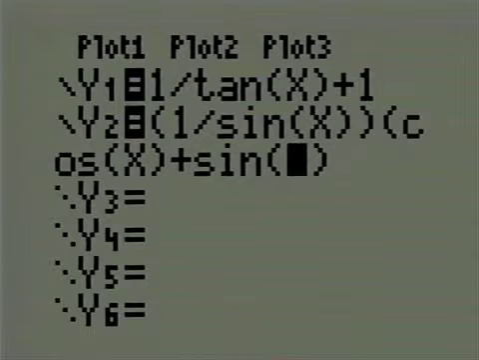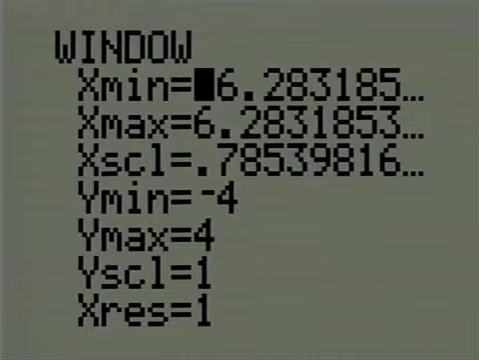I forgot my x there. Let me put the x in. And I want to close one more set of parentheses. And now I'm going to check a window, and let's see, I have negative 2 pi to 2 pi. This 0.78 is pi divided by 2, and negative 4 to 4.